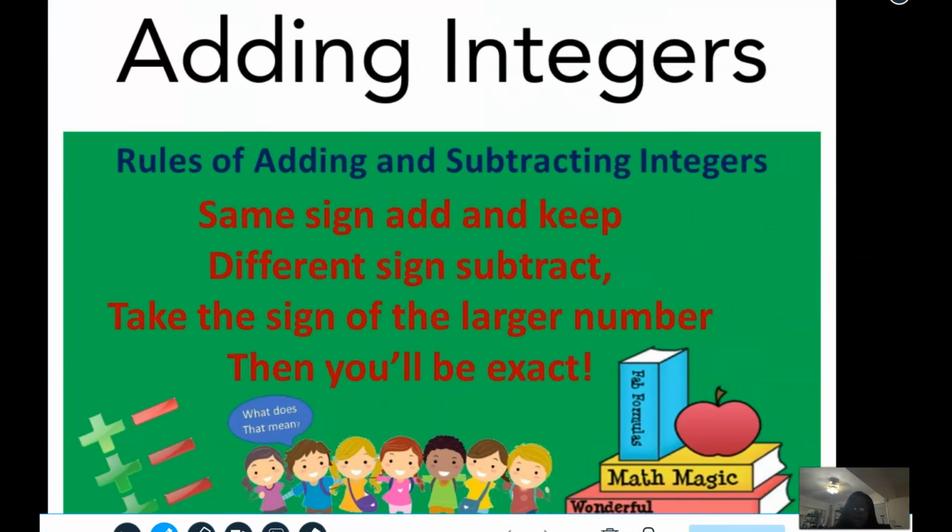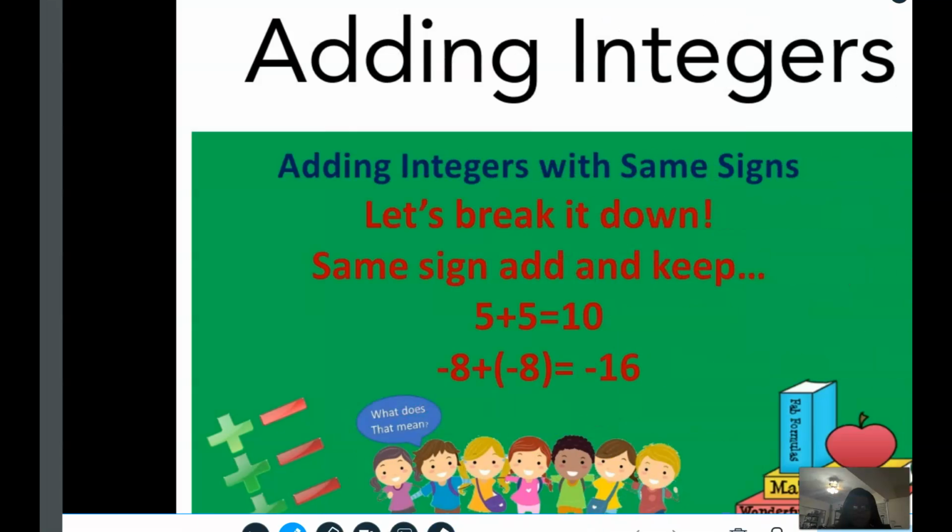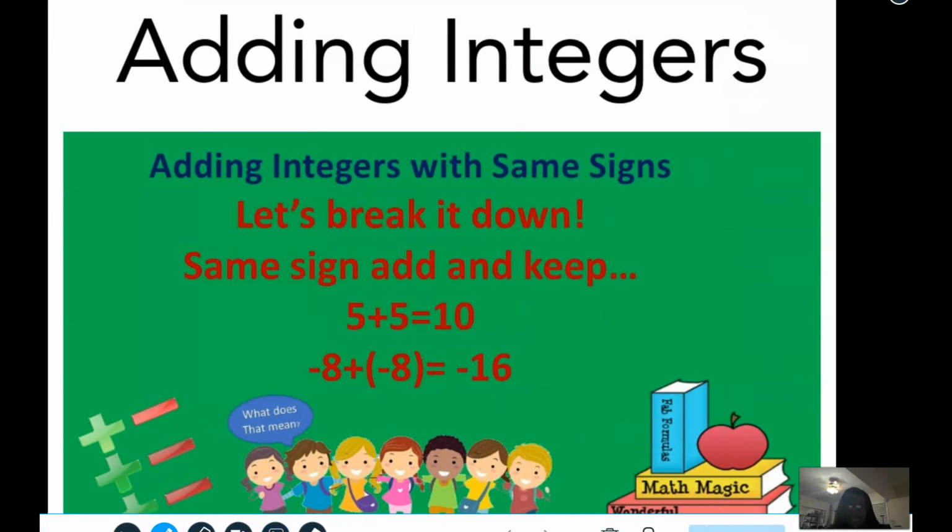So some of us are having issues remembering when our answer is going to be positive and when our answer is going to be negative. So remember, we have this little song that will help us out a little bit, and it simply says, same sign add and keep, different sign subtract. You take the sign of the larger number, then you'll be exact. And many of you are saying, Miss Rainey, I have no idea what that means. Please help me. If that is you, give Miss Rainey a check and we will move on to break it down. So we are going to start with adding integers when the signs are the same.